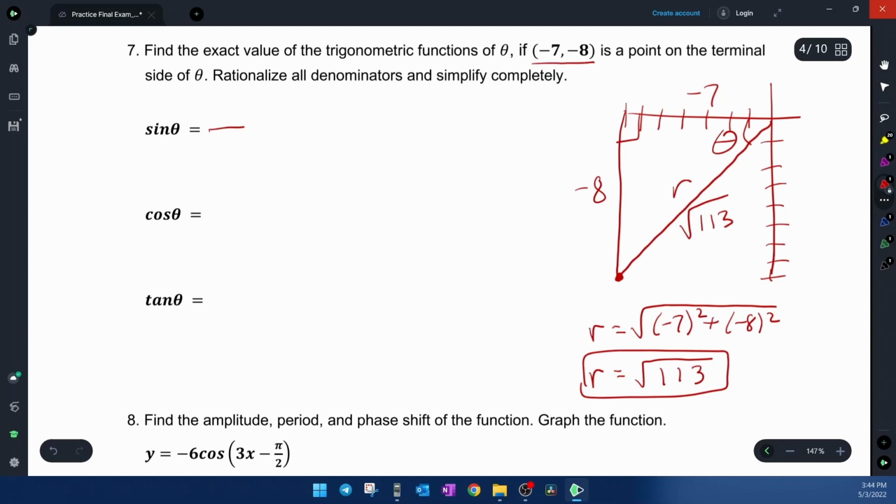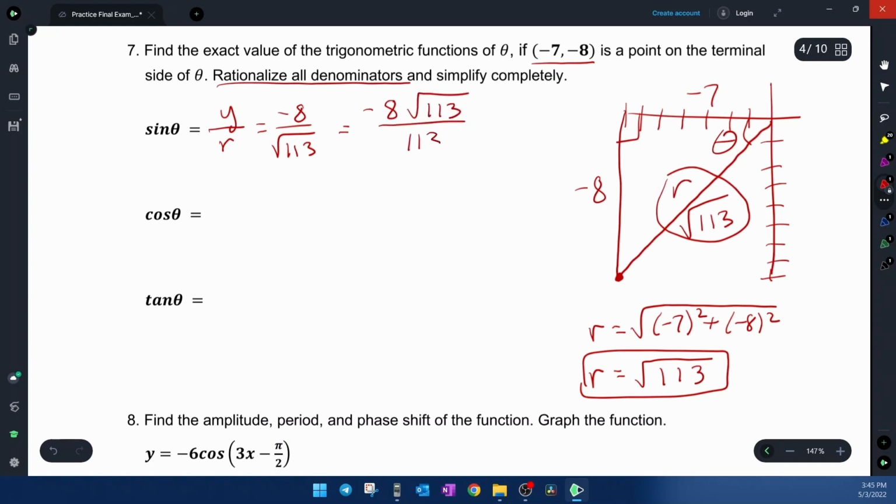Okay, so from the unit circle, we know sine is y, but this is not a unit circle because the radius is not 1. So we're going to have to use the generic formula for sine, which is y over r, which would be negative 8 over square root of 113. And then notice it does say rationalize the denominator. So rationalized, that'll be negative 8 square root of 113 over 113.